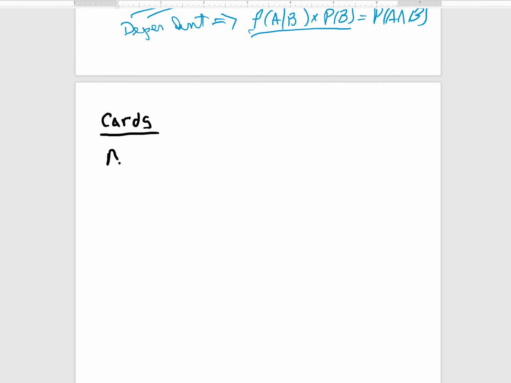Let's say the event is getting an ace on one draw. So what's the probability of getting an ace? How many aces are in the deck? There are 4 aces in the deck out of 52. And what is that? 1 out of 13, because 4 goes into 52 13 times.